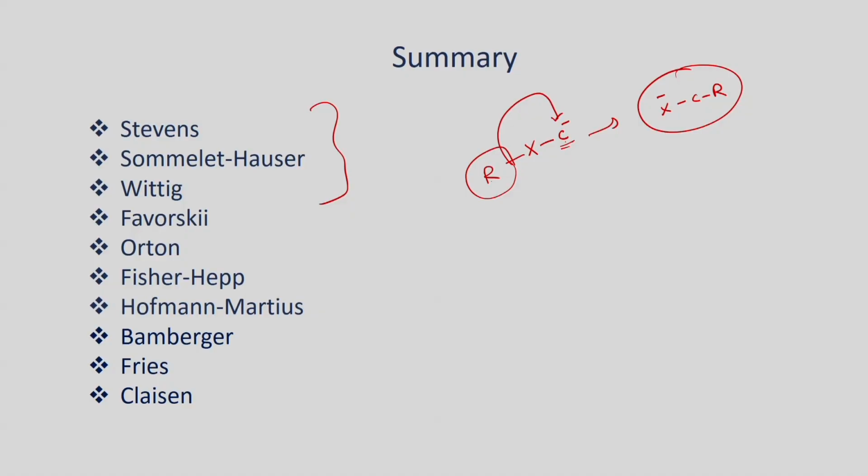In the case of Stevens rearrangement, if you have the quaternary ammonium salt with a beta hydrogen atom, in the presence of base it can be deprotonated and undergo E2 elimination to give the alkene and amine as the product. On the other hand, if you have a beta carbonyl compound, the alpha hydrogen atom can be deprotonated using base. In this way, you will be able to make a 1,2 sigmatropic rearrangement, and you get the amine derivatives.